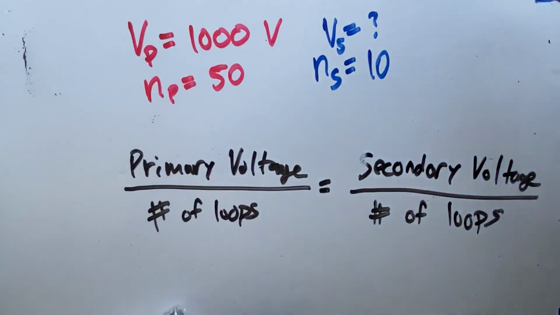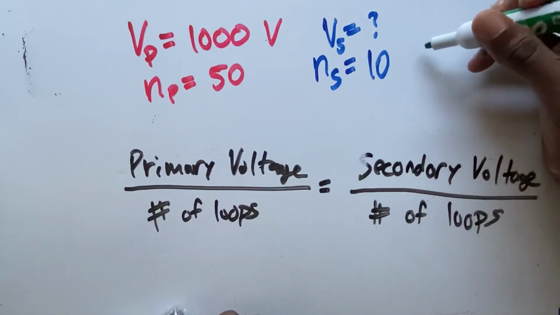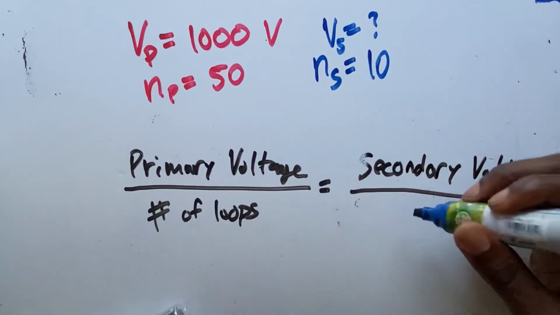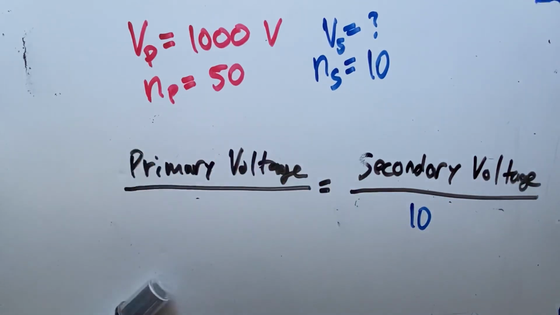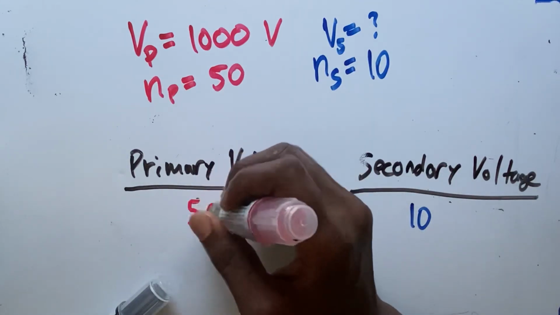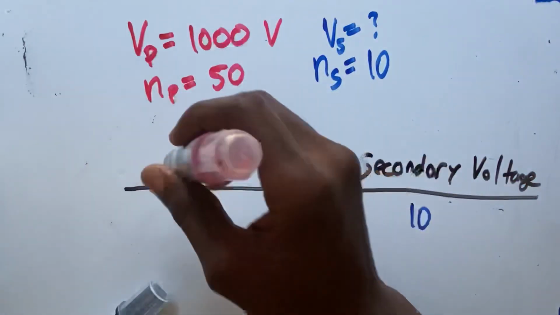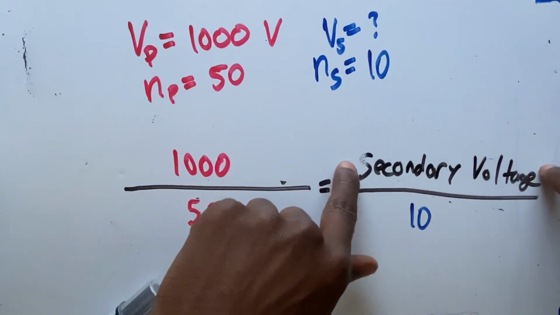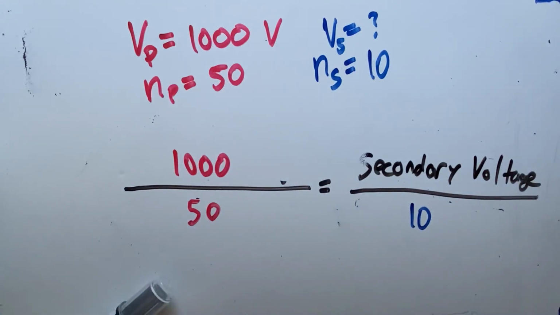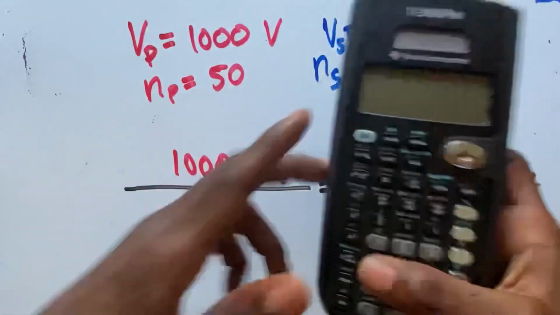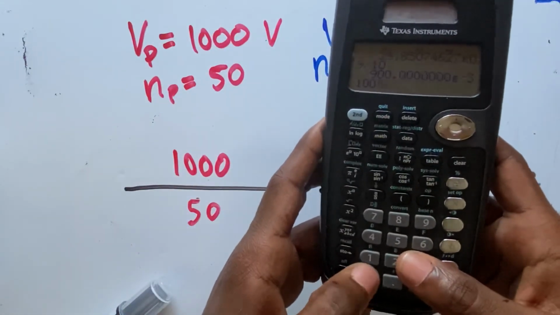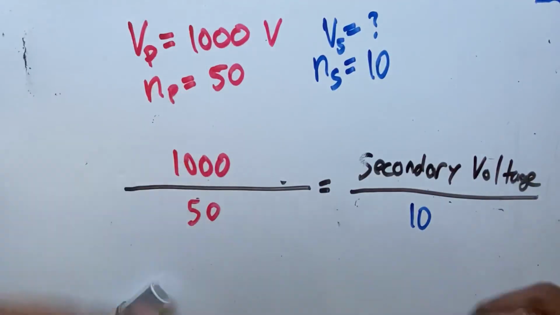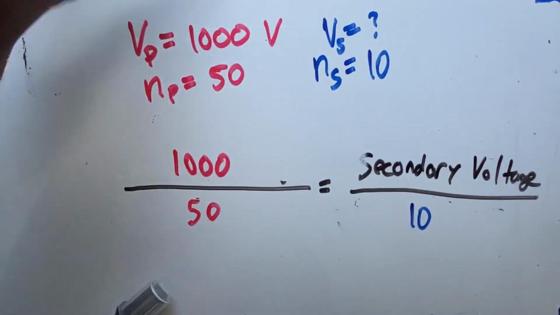So let's just put in the numbers here. This is going to be 10. This is going to be 50. And this is going to be 1000. So now we can solve for this secondary voltage by just multiplying by 10 over, and then dividing by 50. So 1,000 times 10 divided by 50. So the secondary voltage is going to be 200.